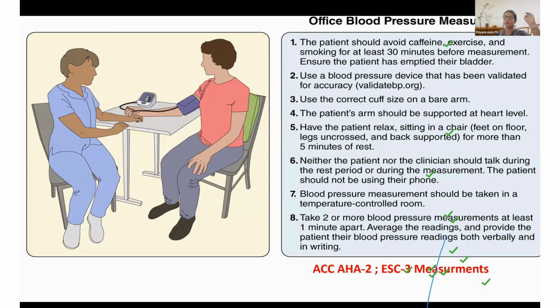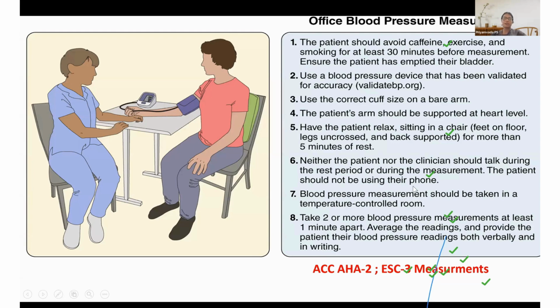And the blood pressure measurement should be done by a validated device, and we have to use a correct size cuff. The patient's arm should be supported at the heart level, and the patient should be sitting relaxed in a chair with the feet on the floor, and it should be insisted that the patient does not cross the legs. The back should be supported, and the patient has to stay in the chair for around 5 minutes, and only then go ahead with the blood pressure measurement. And you're not supposed to talk with the patient during the measurement, neither is the patient supposed to talk to you.